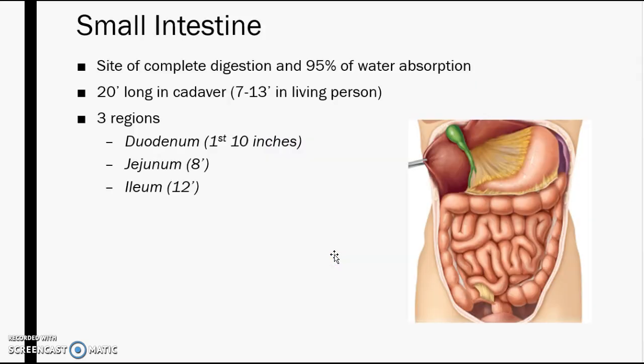Moving on down from the stomach, we have the small intestine. This is the site of complete digestion, and 95% of water is absorbed here. It's about 20 feet long in the cadaver, so if you remember, I said the GI tract was about 30 feet long in a cadaver. Well, 20 feet of that is the small intestine. There are 3 regions. The duodenum is the first 10 inches, so a very small section, but a very important section. The jejunum and the ileum.